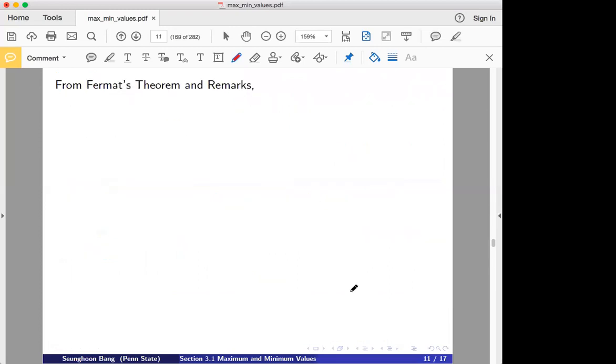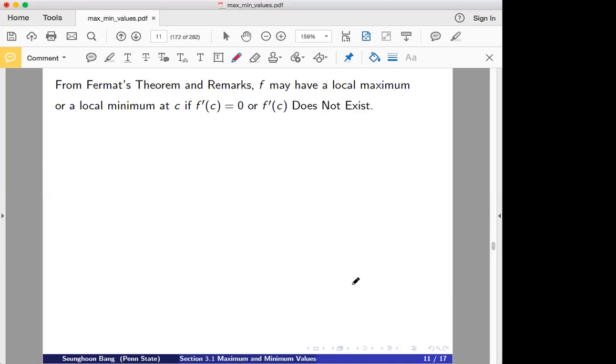So what does it mean? From Fermat's theorem and the remarks, we know f may have a local maximum or local minimum at c if f prime of c equals 0 or f prime of c does not exist. In this case the graph is like this: local maximum, f prime of c is 0. In this case, we have a corner: local minimum, f prime of c does not exist.